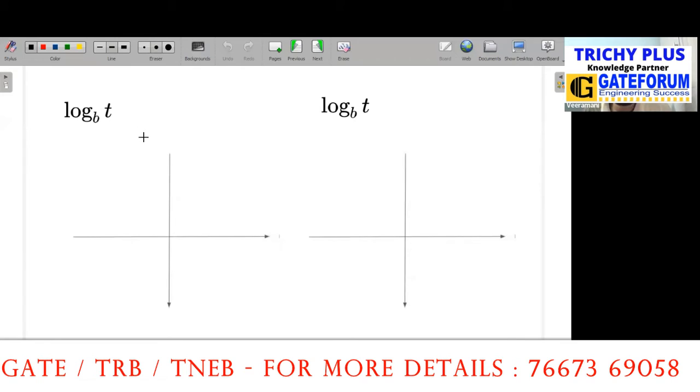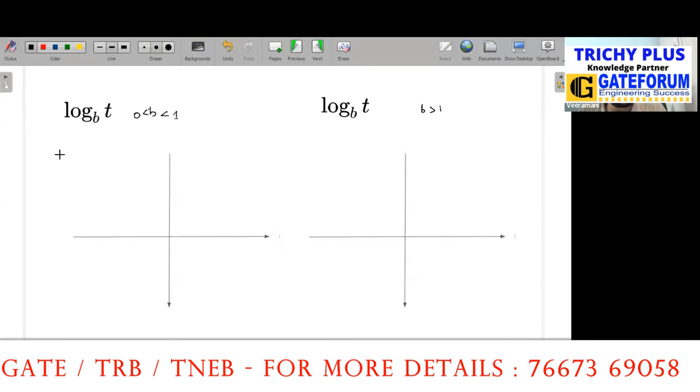Okay, so first thing you have to ask, what is the value of b? So depending on that b, the nature of the graph will vary. For example, there are two cases where the log curve can vary. Either b is from 0 to 1, or b can be greater than 1. So these are the two cases. So we will be plotting for log b.